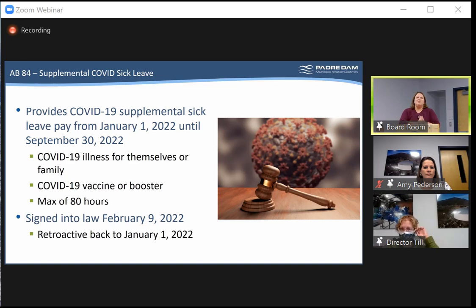And this bill has already been passed, signed into law, and is retroactive back to January 1st, and does provide sick leave pay for any COVID illness for an employee as well as their family, as well as time for employees to go out and receive their COVID vaccine or booster or recover from those things, for a maximum of up to 80 hours. And it goes from the time period of January 1st of this year through September 30th of this year.